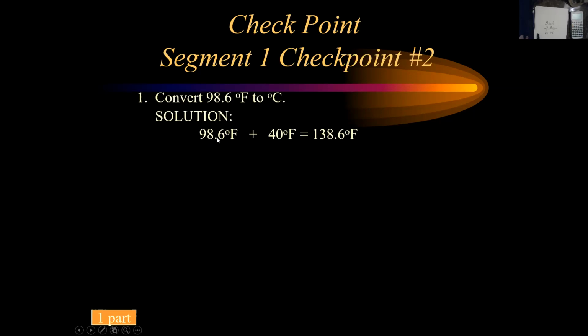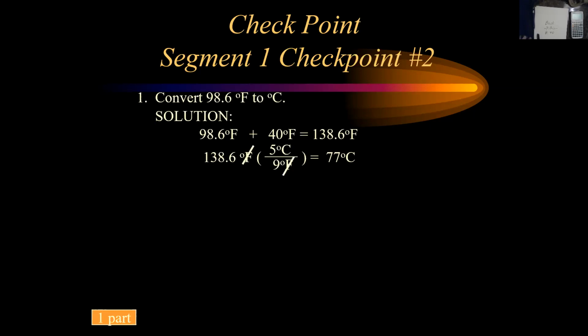When I add 98.6 degrees Fahrenheit to 40 degrees Fahrenheit, I get 138.6 degrees Fahrenheit. That's step 1. Now, step 2 was the one you asked about. So I had 138.6 degrees F. I want my degrees F down here so they cancel. So 9 degrees F goes on the denominator and 5 degrees C goes in the numerator. Now, when this cancels and I do the math, I'll get 77 degrees Celsius.